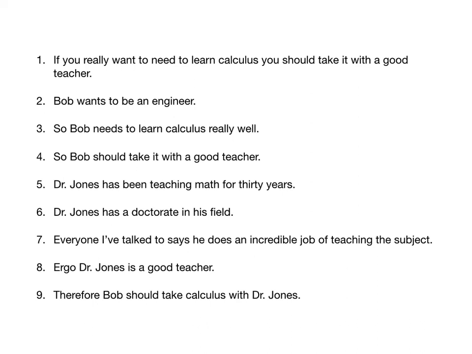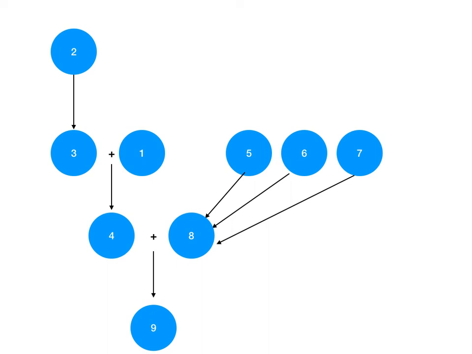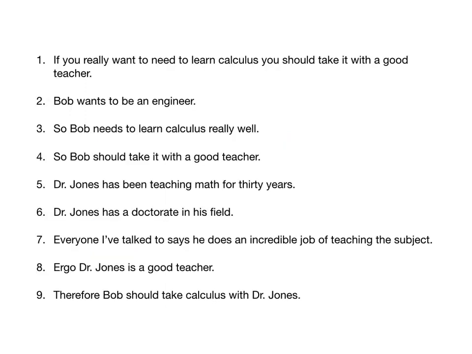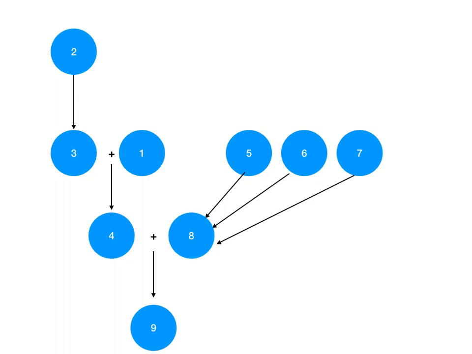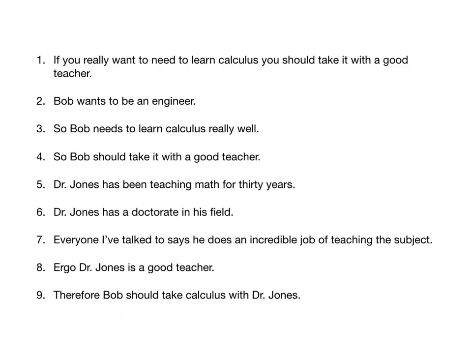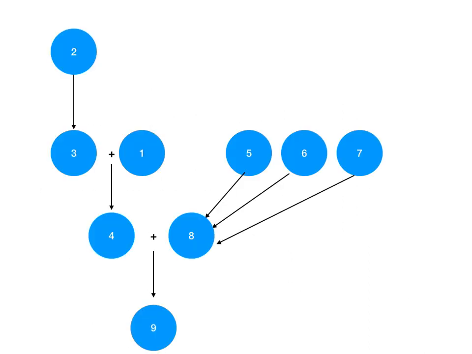But look at what 5, 6, and 7 do. 5, 6, and 7, all the other reasons here, give independent support to this claim, he's a good teacher, right? He's got a lot of experience, 5. He has a doctorate, 6. And everybody says he's really good, right? All of these are independent, and they support this premise 8 that hooks up with 4 to get you 9, right?